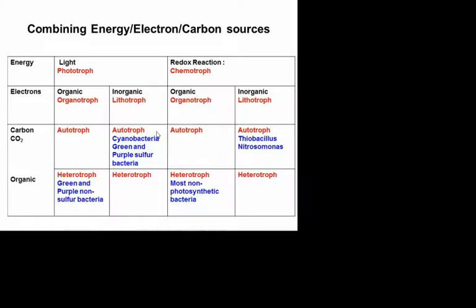So really there's only 4 trophic types for bacteria. Okay, photolithoautotrophs, photoorganoheterotrophs, chemolithoautotrophs and chemoorganoheterotrophs. So there's some redundancy in these categories.